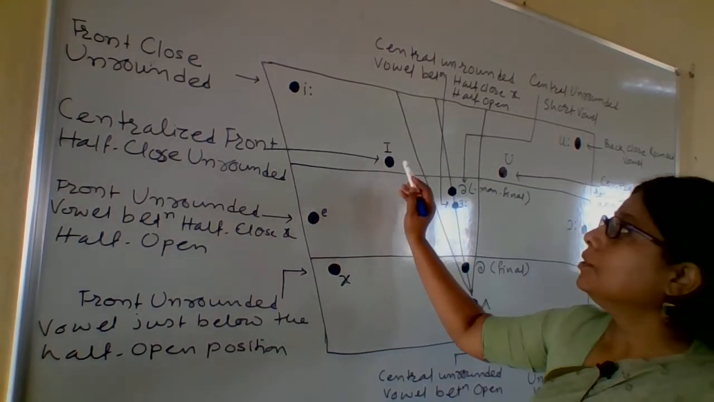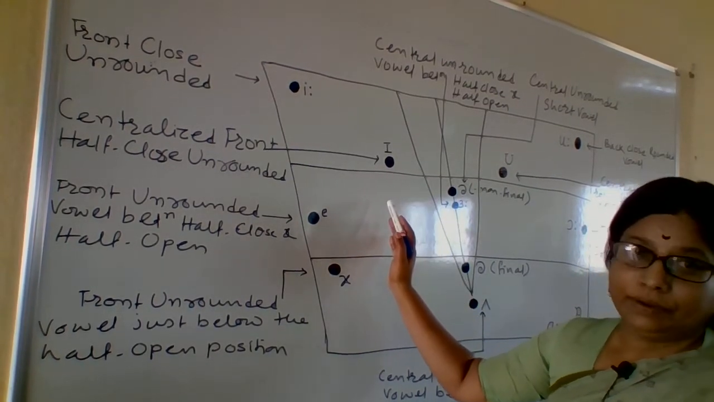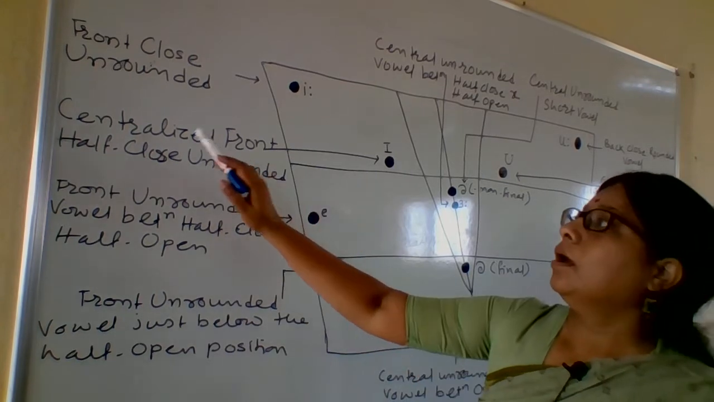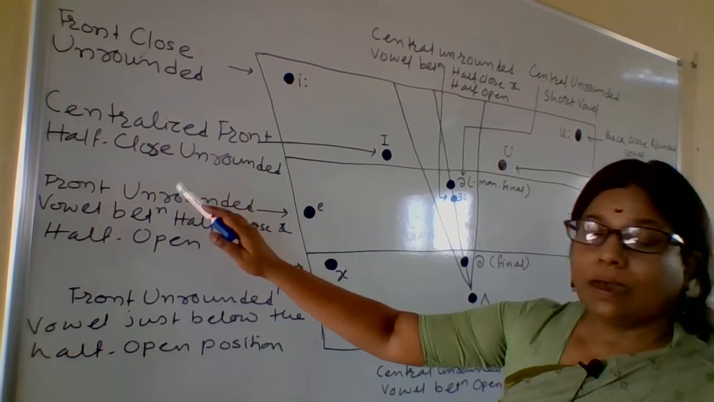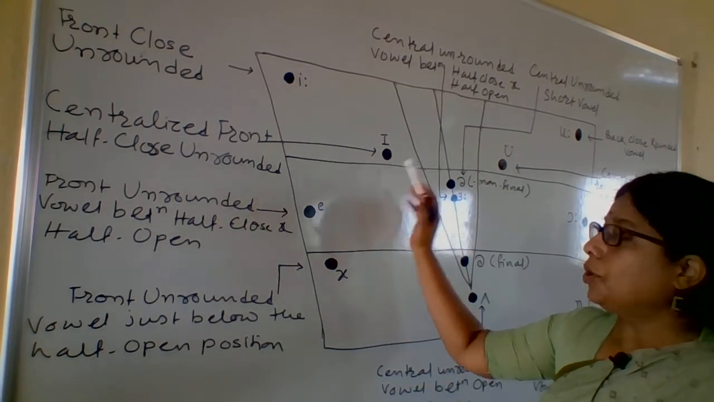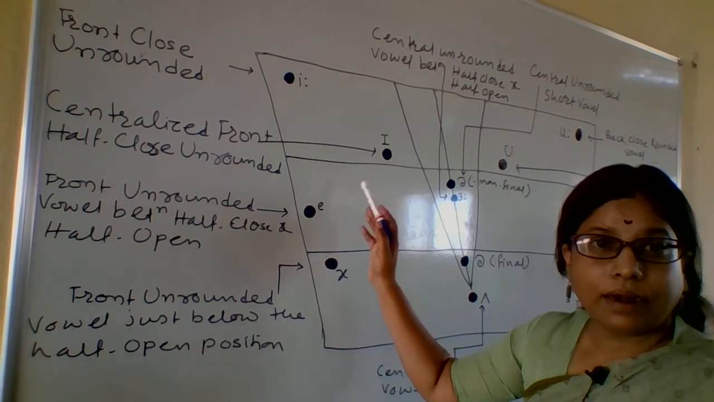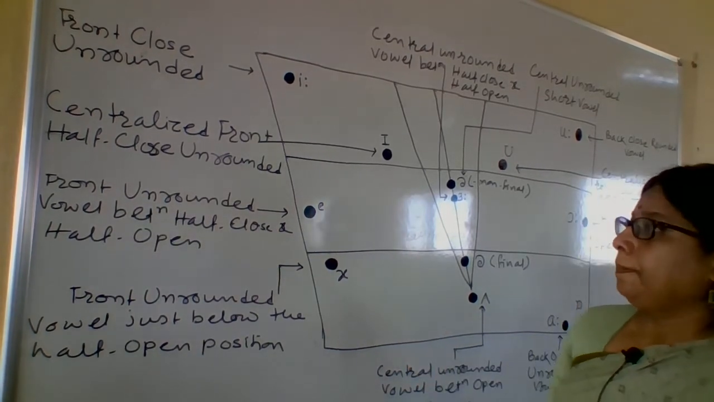So the three-term label given to this short E is centralized front half close unrounded vowel. I repeat, short E is a centralized front half close unrounded vowel.